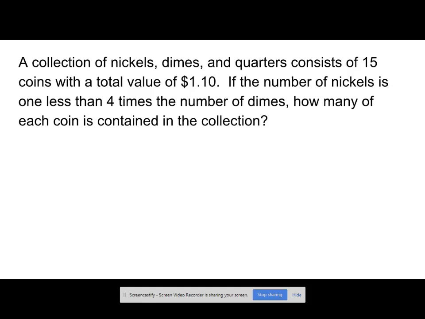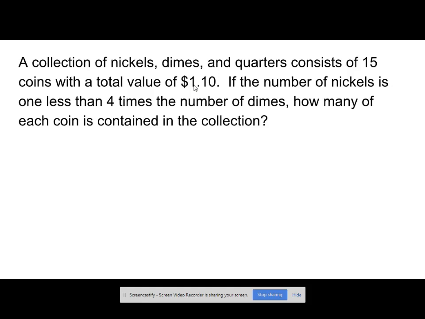There's 2 things going on here that are, well, 3 things, I guess. But one of them is fairly obvious, the equation with the 1 less than 4 times the number of dimes. That feels like an equation right there. The $1.10, that involves an equation because we're dealing with money now. 5 cents, 10 cents, 25 cents. What seems to throw people the most is the very, very first equation.